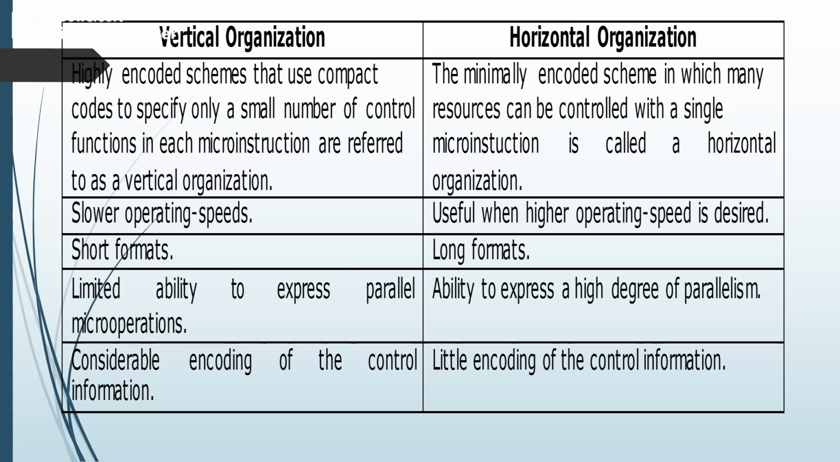Vertical organization has a short format, but horizontal organization has longer formats. Vertical organization gives limited ability to express parallel micro operations, but horizontal organization has the ability to perform a high degree of parallelism. Vertical organization considers encoding of control information, but in the case of horizontal organization, there is little encoding of control information.